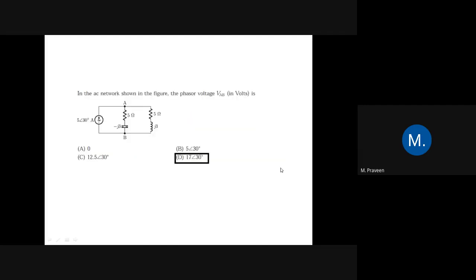So the I value is given, which is 5 with the phasor value 30, and the impedance value we found as 3.4. So you are just going to multiply. This 3.4 and 5 are the magnitude values. Therefore, we multiply 3.4 with 5, which is 17, and we keep the 30 the same. So the answer is 17 as the magnitude and 30 as the phasor value. Okay. So the answer for the question is option D, 17 and 30 as theta value.